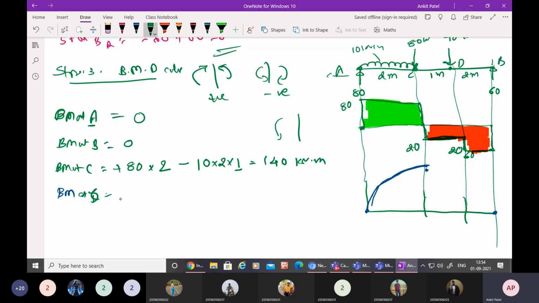Can anybody help me find the value? Just give me the answer. 60. I want to calculate it from this side, dear. The left to right. Yes. We have to calculate from this. Give me the answer.